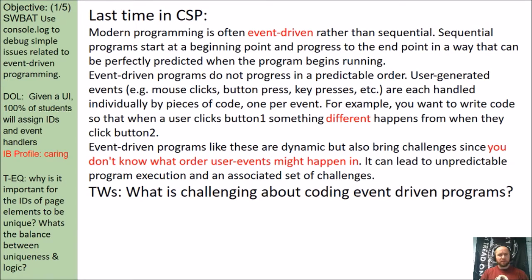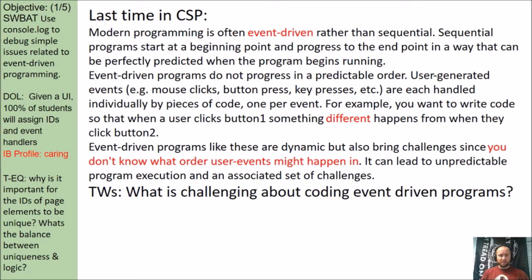Modern programming is often an event-driven rather than sequential process. Sequential programs start at a beginning point and progress to the end in a way that can be perfectly predicted when the program begins running. Now, event-driven programs do not progress in a predictable order.